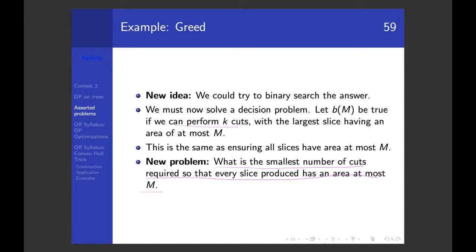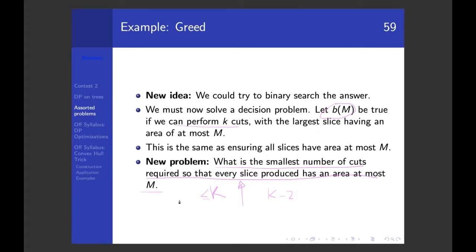The reason is, if we can solve this problem, then we just check, is this answer less than or equal to k? Because if we can do like k take 2 cuts such that the maximum slice has area at most m, then we can do like 2 extra cuts anywhere, and the condition is still true. So we just have to minimize the number of cuts, then check, is that less than or equal to k? If true, B of m is true. Otherwise, B of m is false.